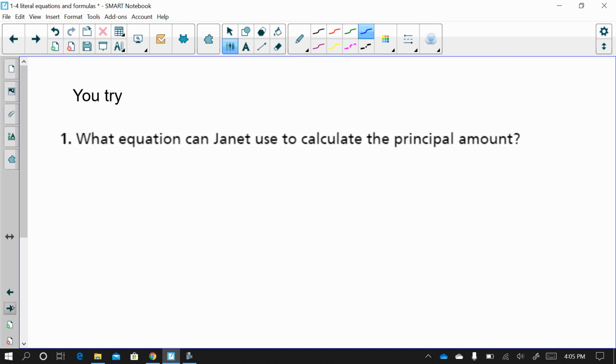Okay, here's a problem for you to try. What equation can she use to calculate the principal amount? Again, you're still using I equals PRT. So pause the video and try to figure this one out.